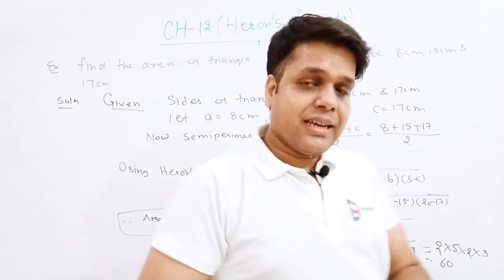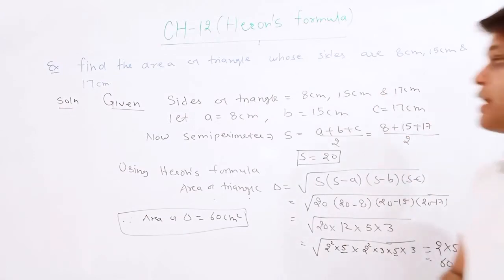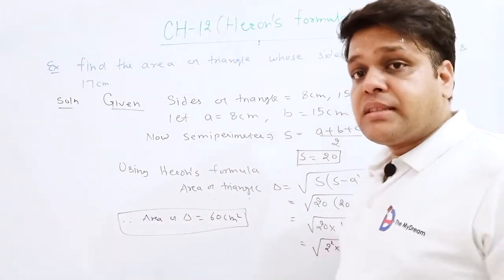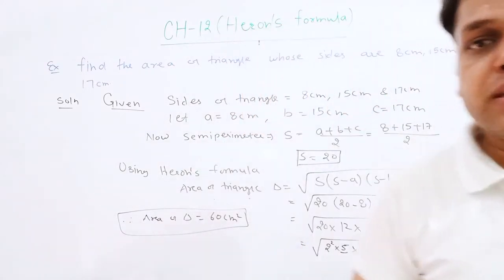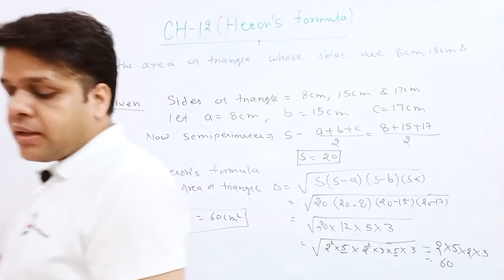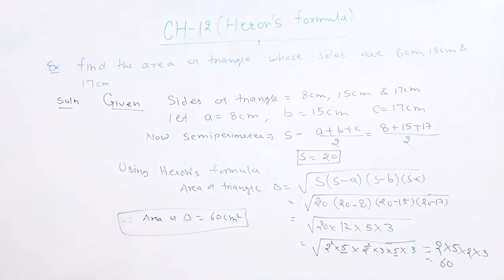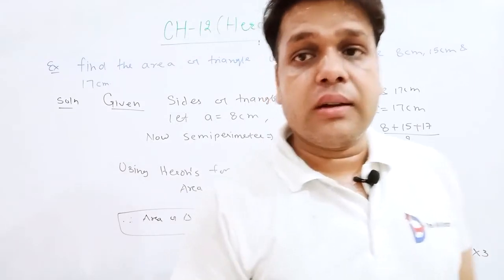the unit of the area is square and all the sides are in centimeter. It means area will be in centimeter square. So this is the basic concept where you can use the Heron's formula. So guys, this is the concept of the Heron's formula.